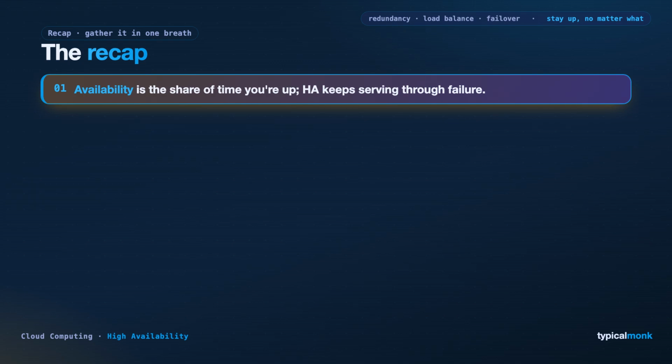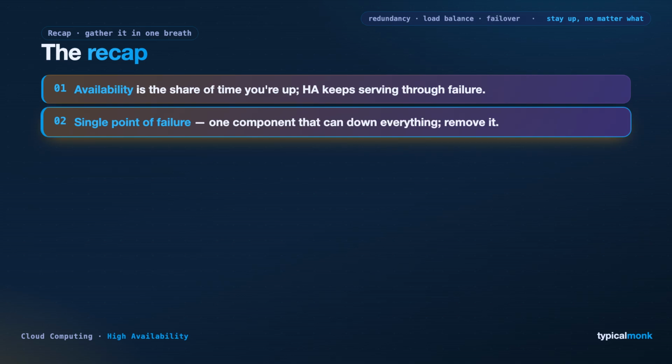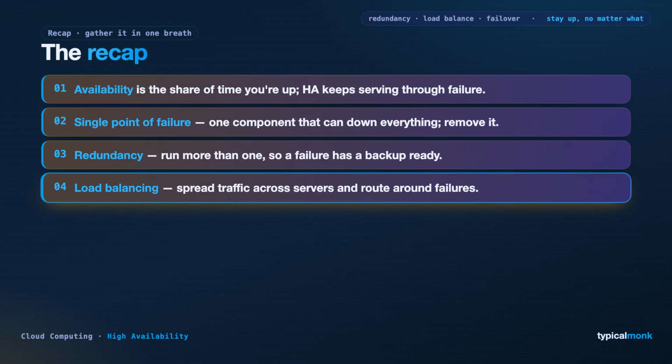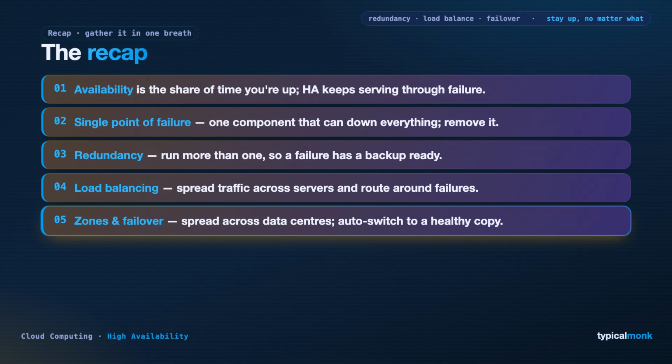Let us gather the whole class in one breath. Availability is the share of time you are up, and high availability keeps serving users right through failures. A single point of failure is any one component that can take down everything, so find them and remove them. Redundancy is the cure: run more than one of everything critical, so a failure has a backup ready. A load balancer spreads traffic across your servers and automatically routes around any that fail. Spread redundant copies across zones and let health checks trigger automatic failover to a healthy copy.